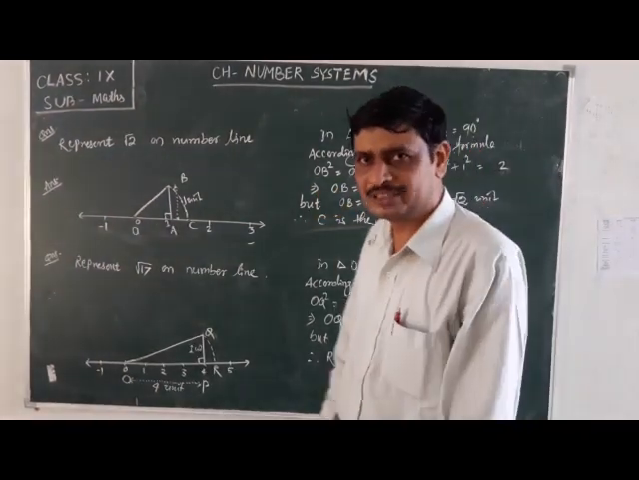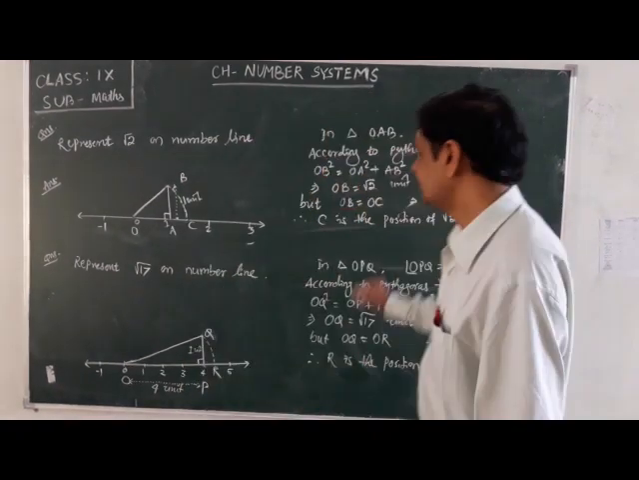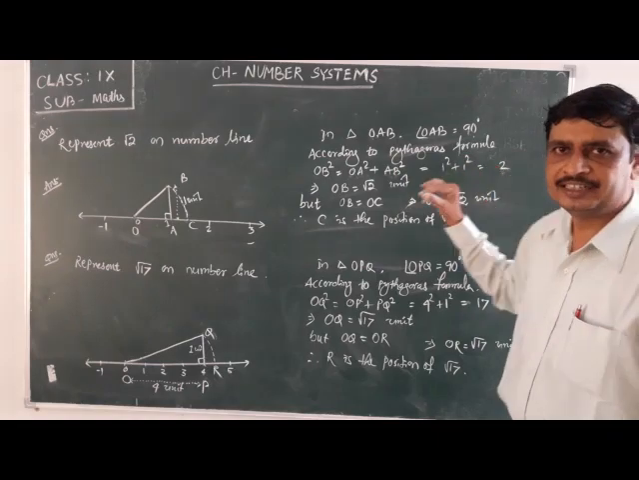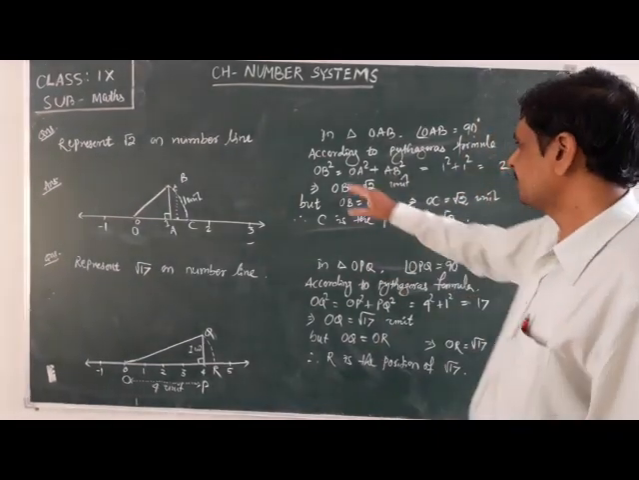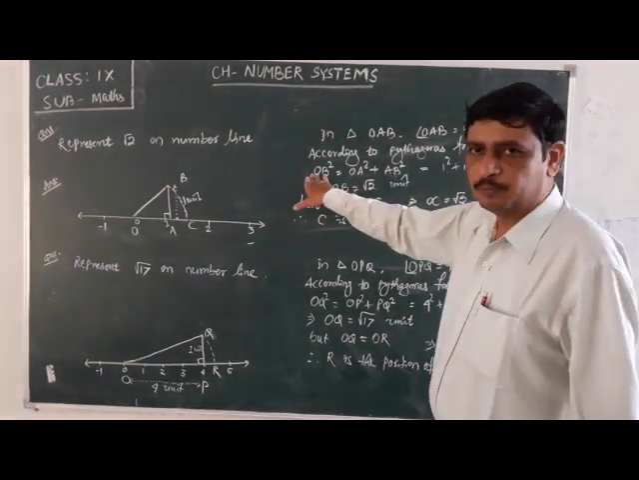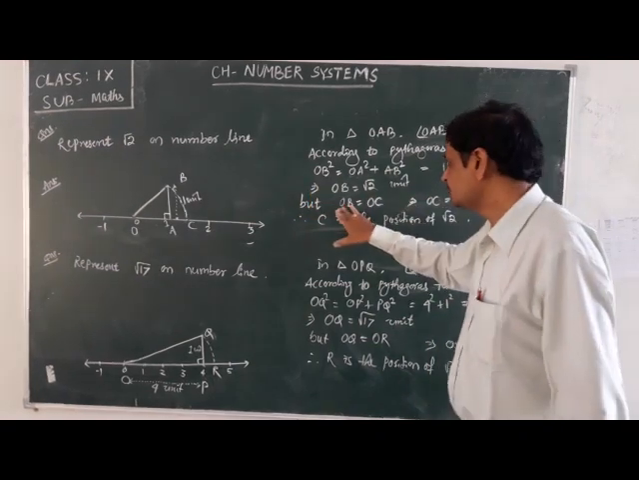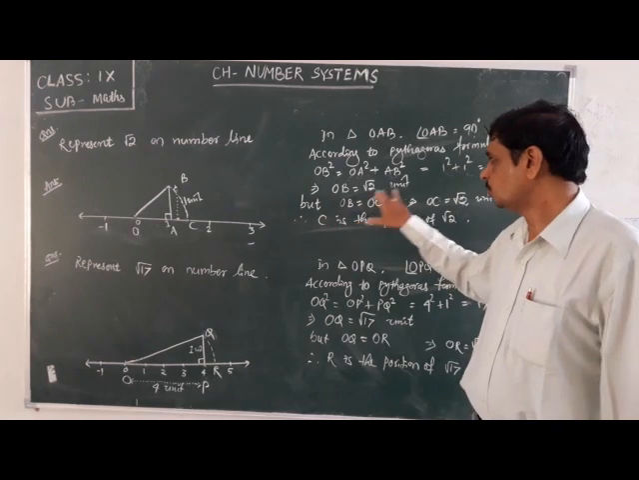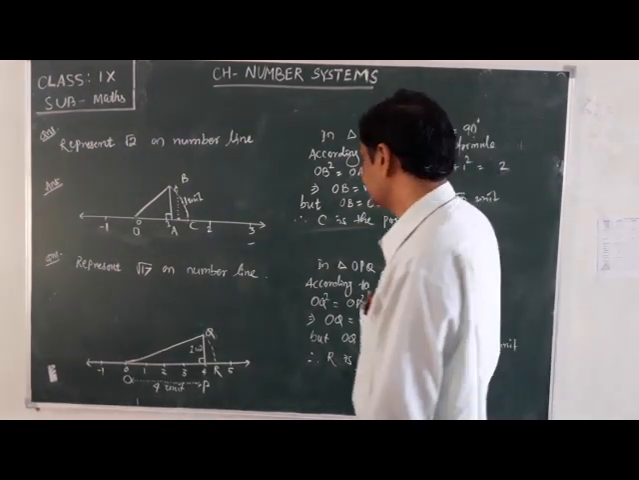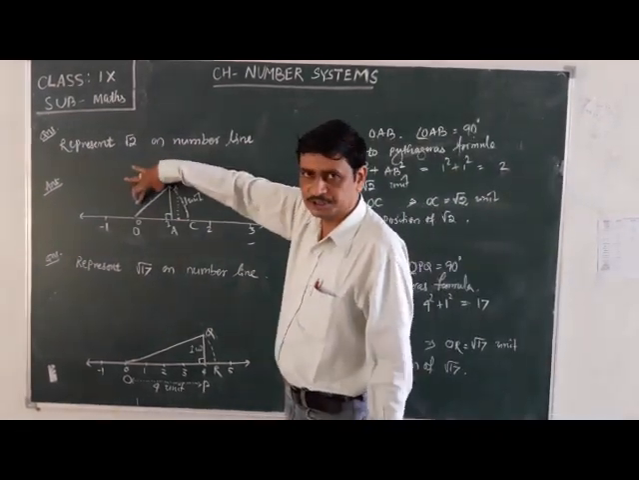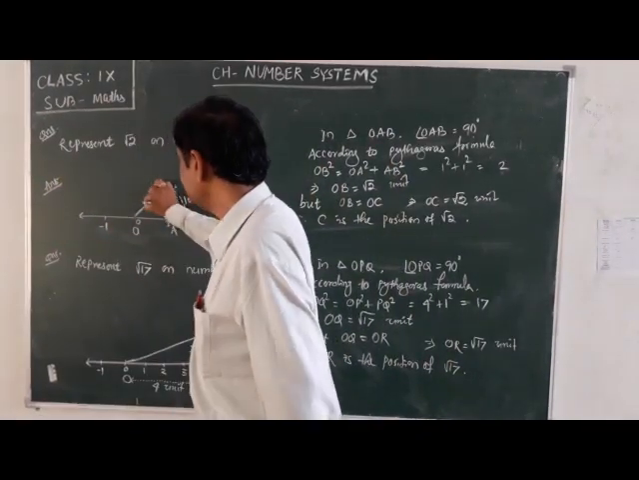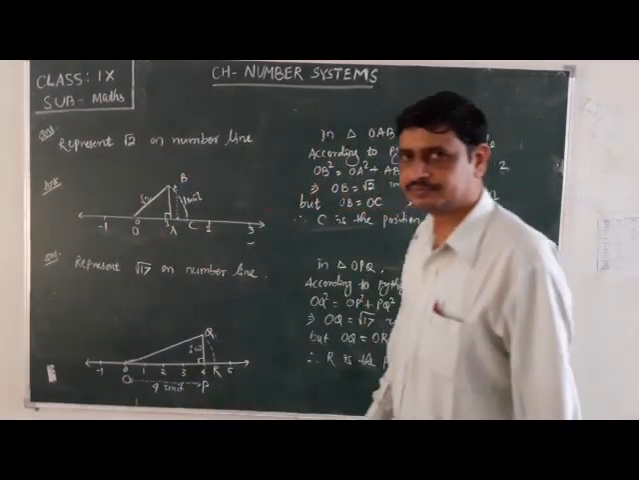Since OB square equals 2, we remove the square by taking the square root on both sides. The square root of OB square is OB and the square root of 2 is root 2. Now we get OB equal to root 2 units. Here the hypotenuse OB is root 2 units.